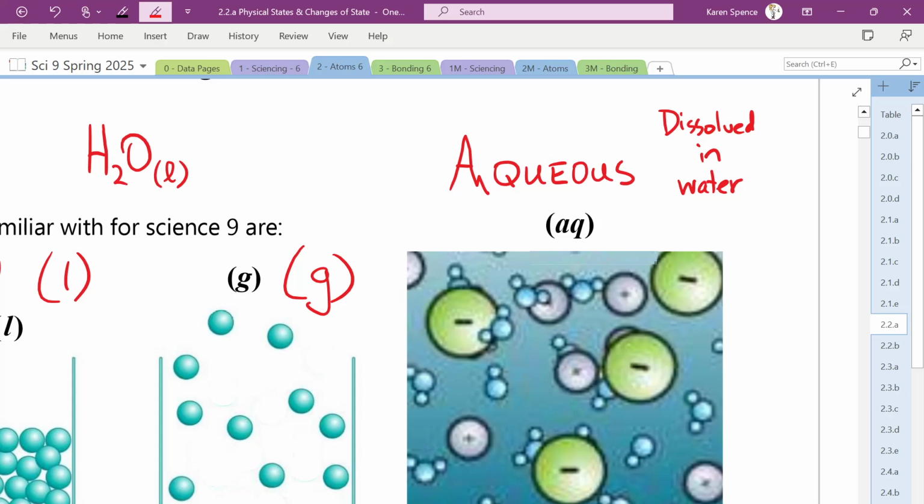Can you see the word aqua in aqueous almost? Aqua for water, so it is dissolved in water. And the symbol for it is AQ. Can you think of something that can dissolve in water? Sugar can dissolve in water. What else can dissolve in water? Salt can dissolve in water.